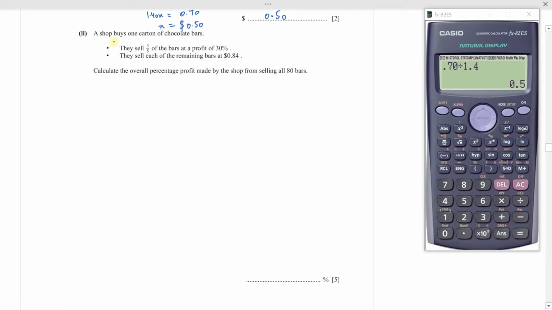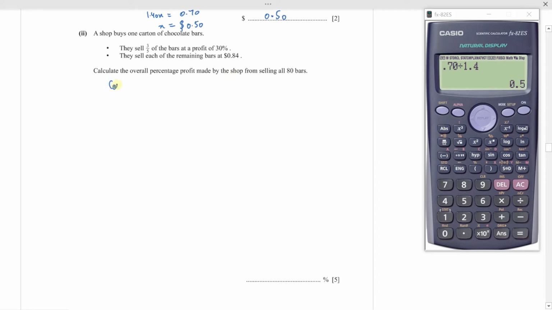The next part is a shop buys 1 carton of chocolate bars. They sell 3 by 5 of the bars at a profit of 30%. They sell each of the remaining bars at $0.84. Calculate the overall percentage profit made by the shop from selling all 80 bars. So to calculate the percentage profit, we need to find the cost price and the sale price of these chocolate bars, and then calculate the profit and percentage profit.